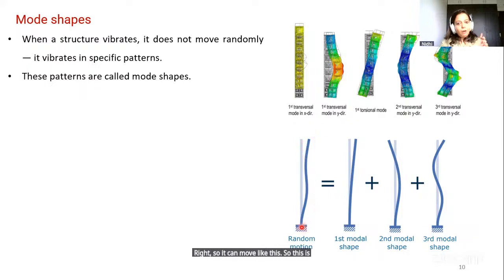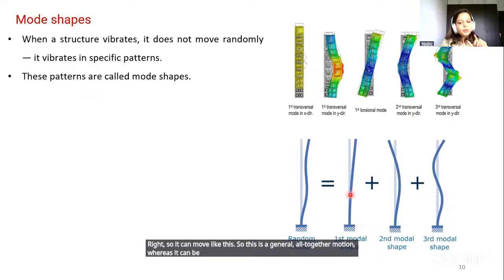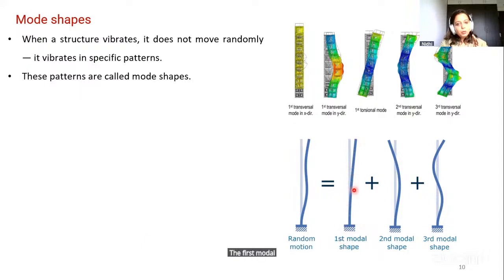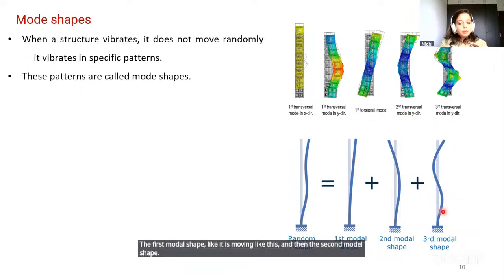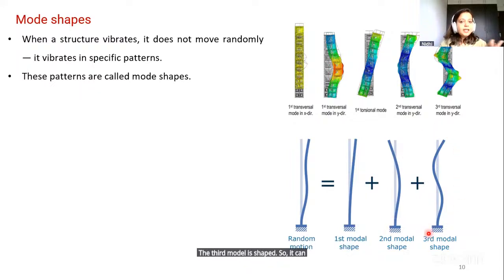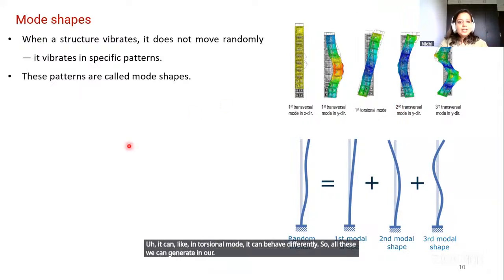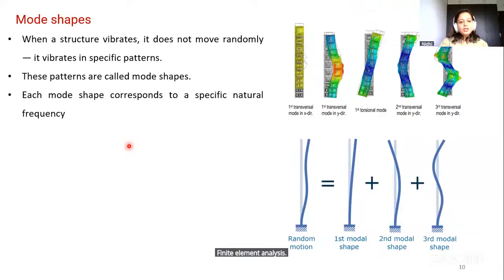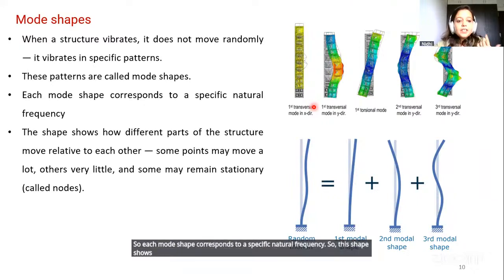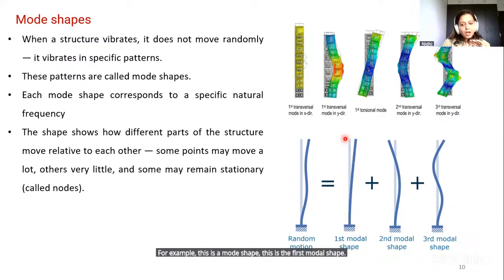So this is a general, all-together motion, whereas it can be split into the first modal shape, it is moving like this, and then the second modal shape, the third modal shape. So it can vibrate in different modes, and it can vibrate in torsional mode, it can behave differently. All these we can generate in our finite element analysis. Each mode shape corresponds to a specific natural frequency. This shape shows how one part of the structure moves relative to another. For example, this is a first modal shape. So how this point is moving with respect to the original structure, that idea we can get.